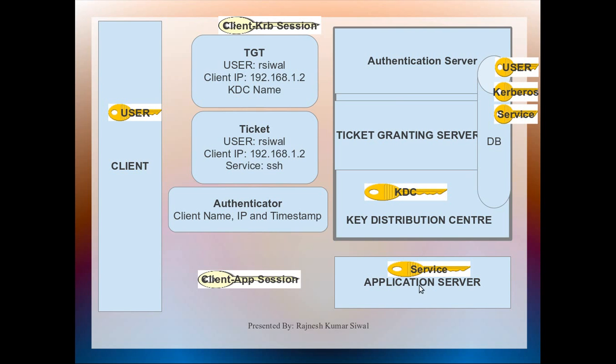Now the application server has the session key, and now it will decrypt the authenticator and make sure that the client has access to it. Now the client has the client app session key, and the application server also has it. The authenticator has reached the application server, and the ticket has reached the application server. The application server makes sure that he has access to it and provides access to the client. Okay, so if we are talking about the entire flow of data, the data was never sent in plain text except the username. So the password never traveled in plain text.